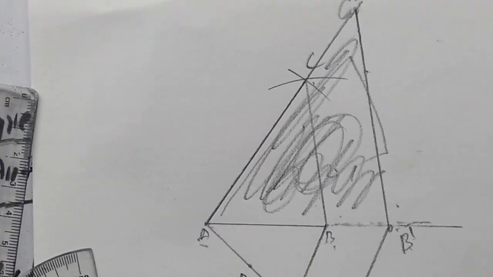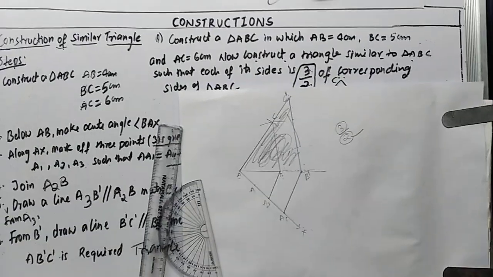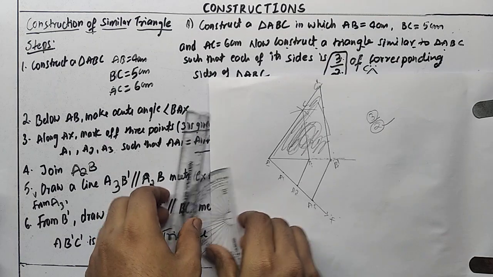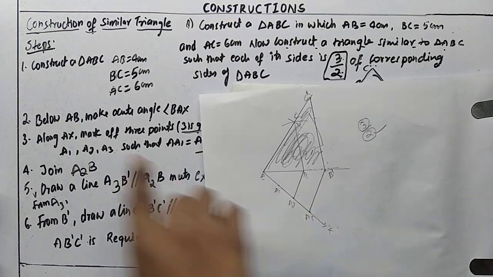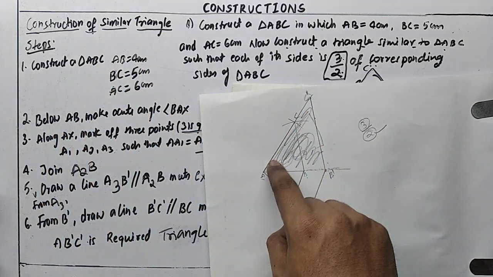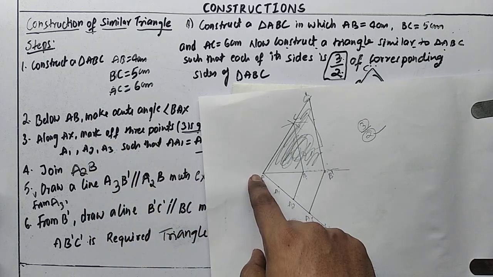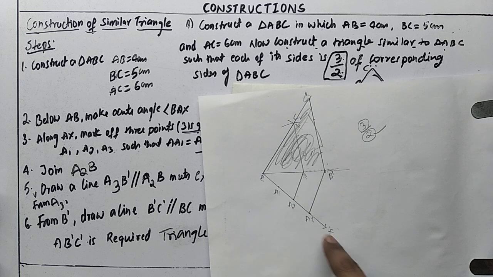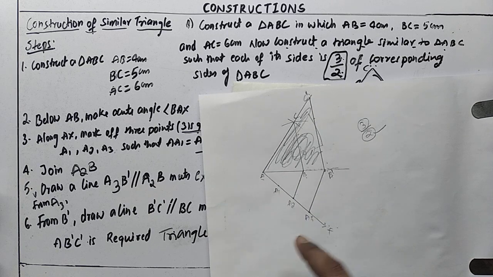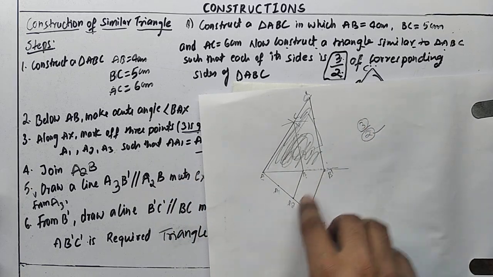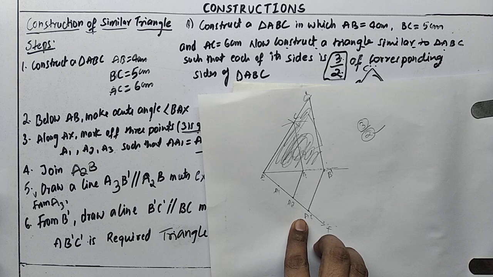Okay, so I will explain everything once again. So you can see here what we have done. The first step is you have to draw a triangle. So we have drawn a triangle. Next, along AX, you have to draw an acute angle, or you can say ray AX. Along AX you have to mark 3 points, A1, A2, A3. In 3 by 2, 3 is greater, that is the reason why we are marking 3 points.